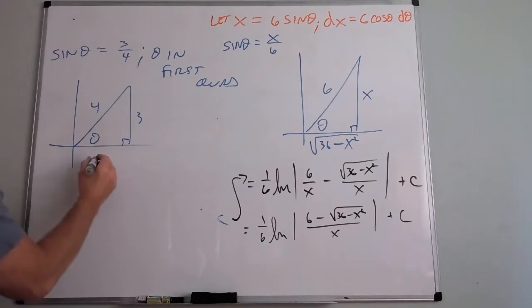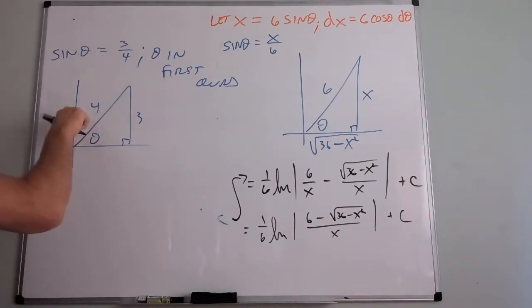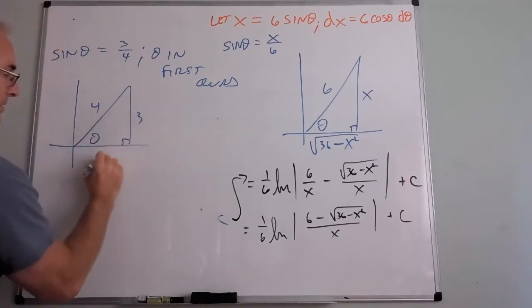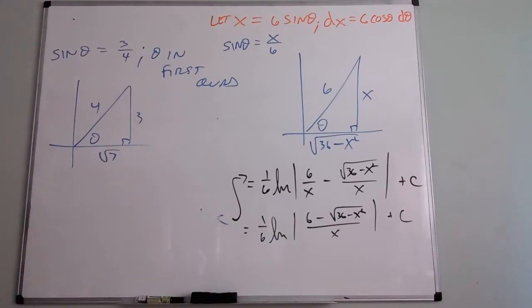Sine of theta? So then what's this side here? It'd be 4 squared minus 3 squared. Just kidding, √7. Do you agree with that? Hopefully everybody agrees with that because that's correct.